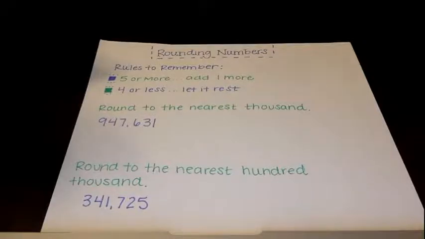All right, let's take a couple quick minutes to review the strategy for rounding numbers. Quick rule to remember: 5 or more, add one more; 4 or less, let it rest. Let's tackle our first problem. Round this number to the nearest thousand.